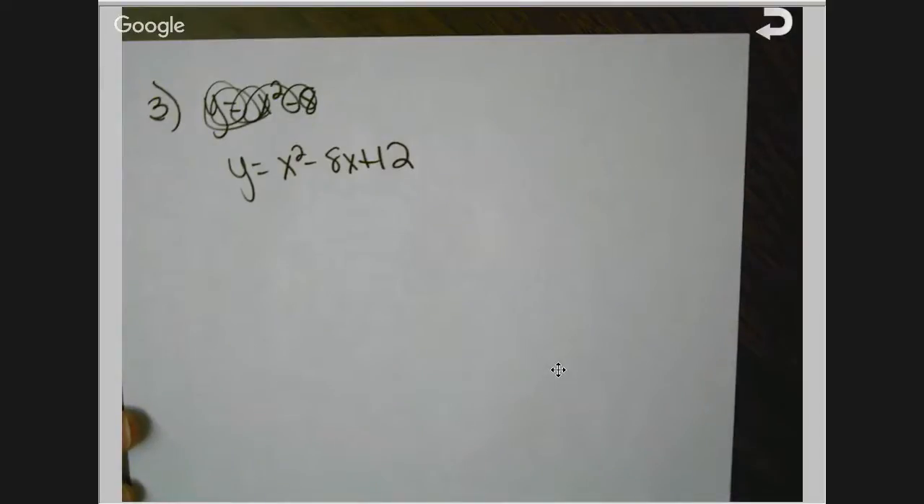Yep, we're going to put it in vertex form. So if you kind of want to work ahead to see if you can do it, that's fine. And then I'll give you a minute to look at it. I am going to go ahead and start working it out. So for those that need that step by step, that's fine.